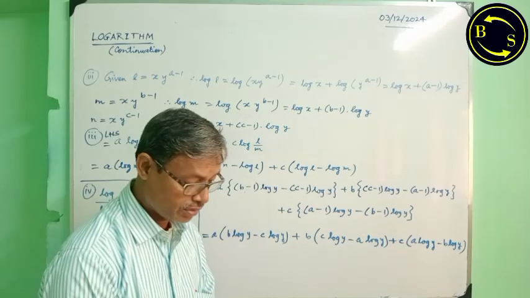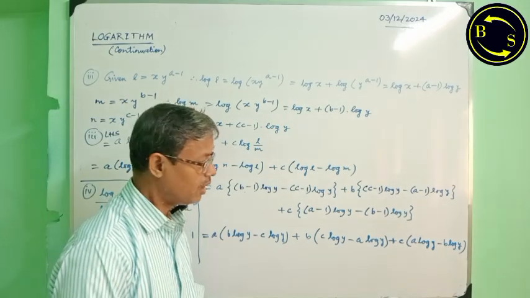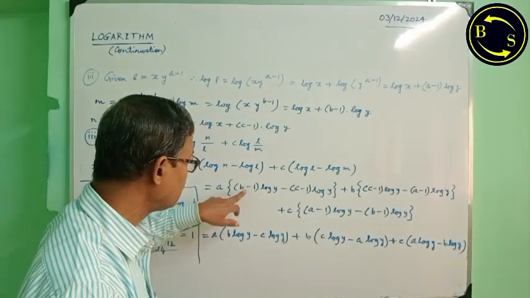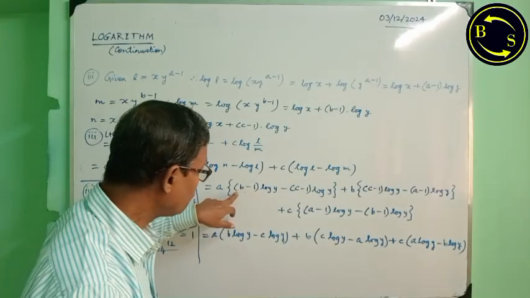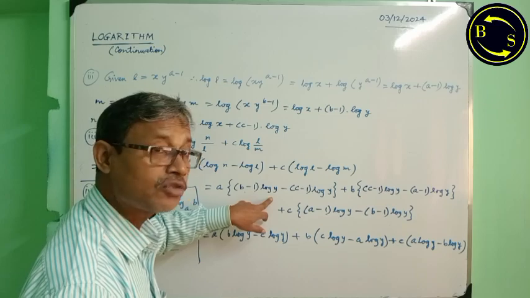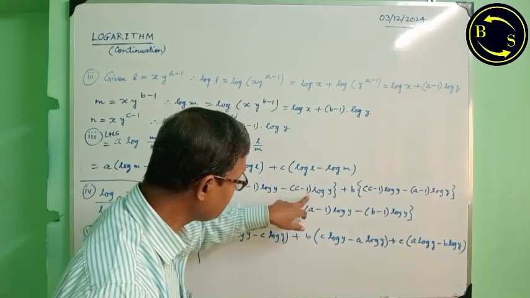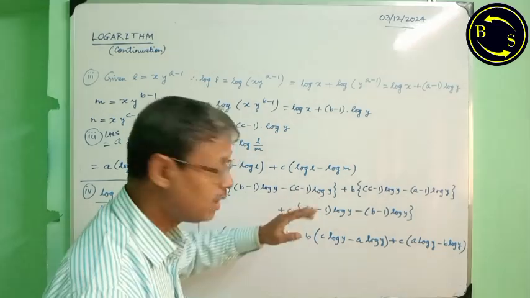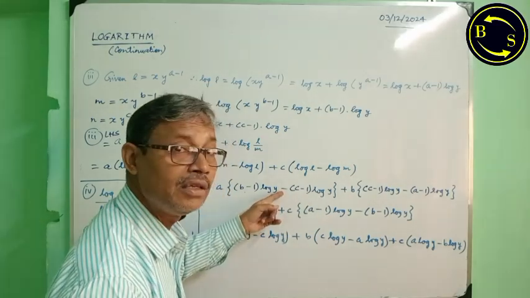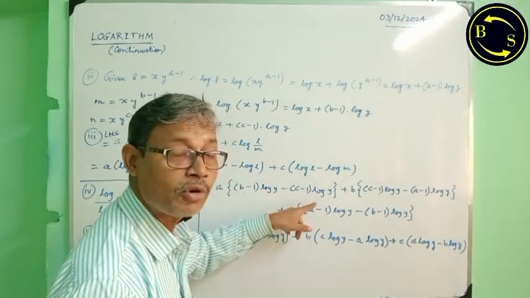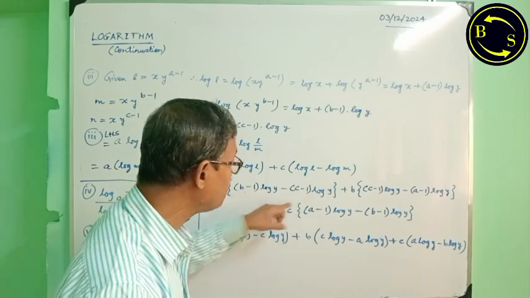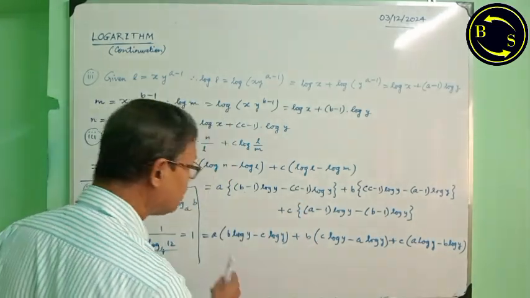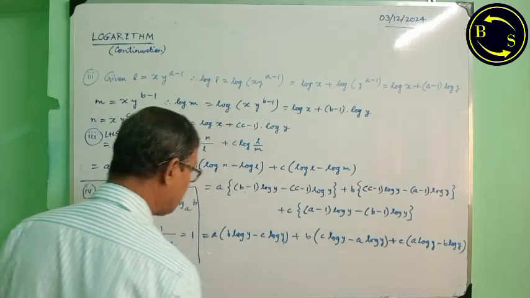I have skipped that step, otherwise it will be longer. Just mentally we have calculated. After removing the first bracket, it will be b log y minus log y, and after removing the first bracket here, c log y minus log y. Since there is a minus sign, it will be reversed in case of log y, so that the log y's will be cancelled. After cancellation, the step will be this one.